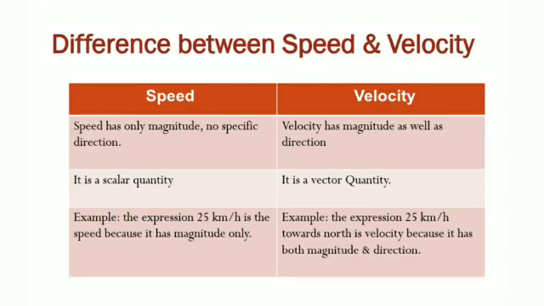The differences between velocity and speed. Here are some common differences between speed and velocity. Very first is speed has only magnitude, meaning only numerical value, no specific direction, whereas velocity has magnitude as well as direction. Because speed does not have any direction, it is a scalar quantity, and velocity is a vector quantity. We have an example here, we can read it.